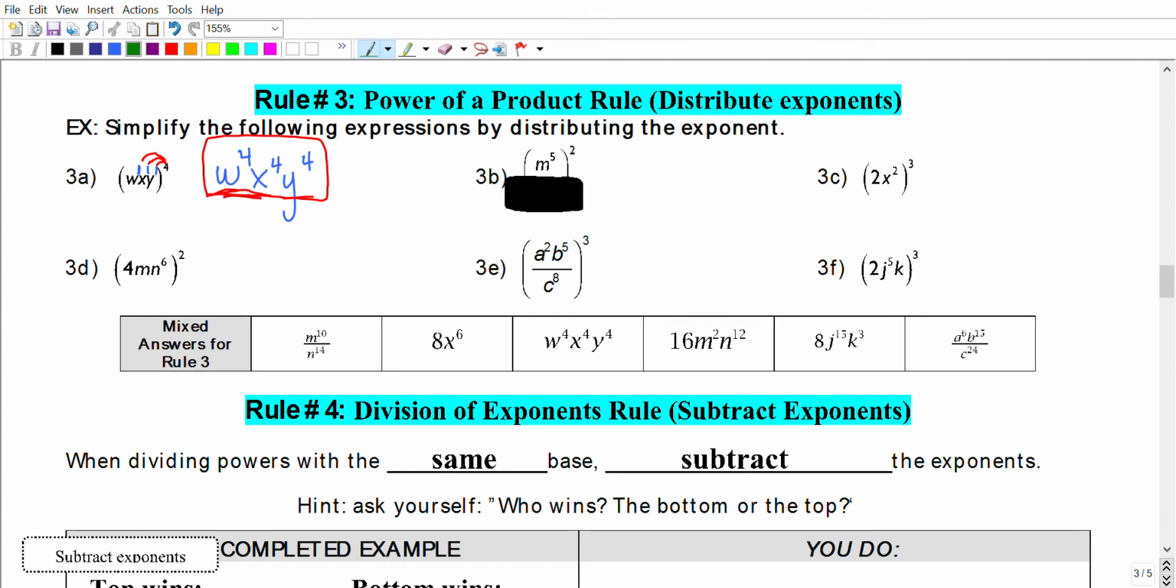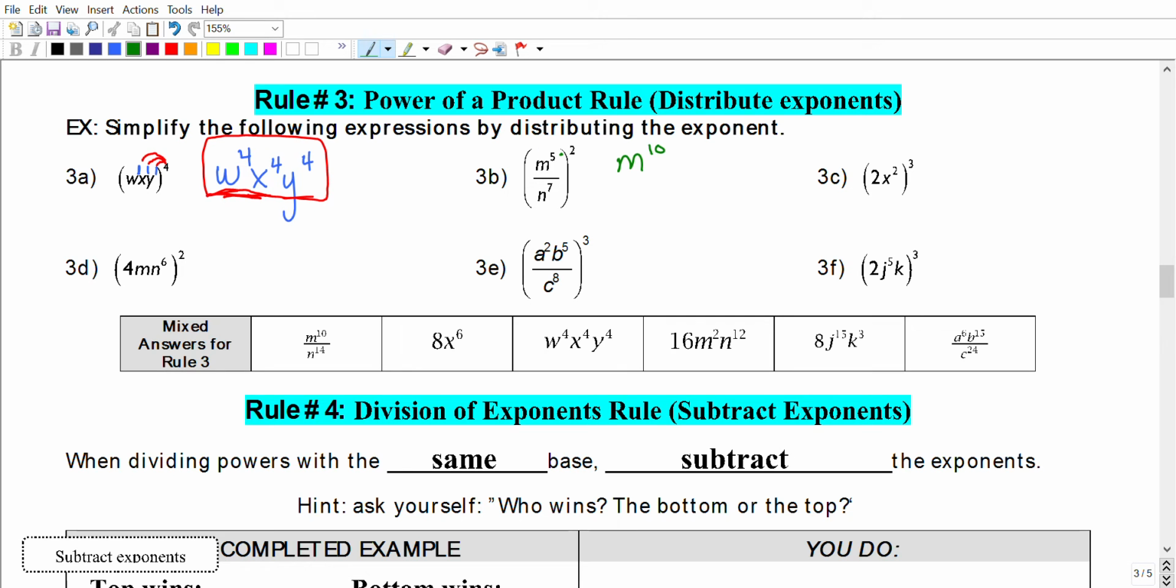Well, it's a base of m raised to the fifth and then raised again to the second, so I'm applying that power rule. Okay, so this is 5 times 2. So this is m to the 10th. Okay, I'm going to go ahead and erase this.